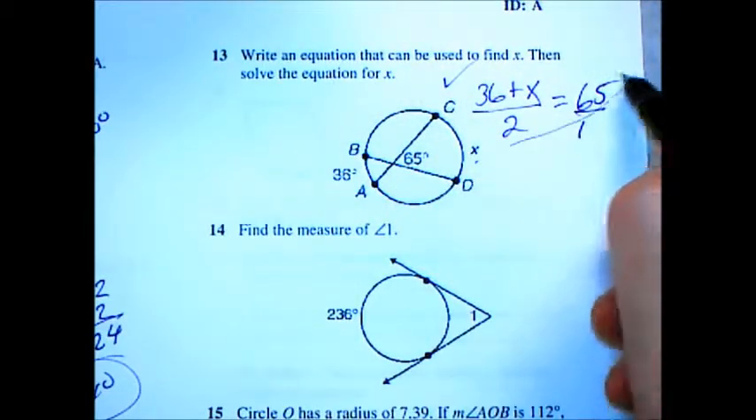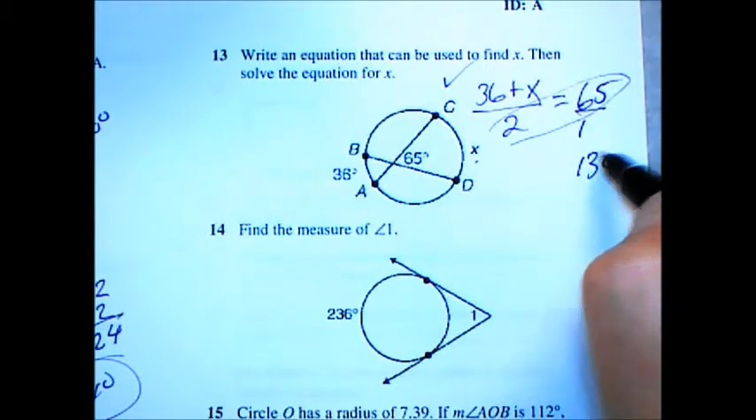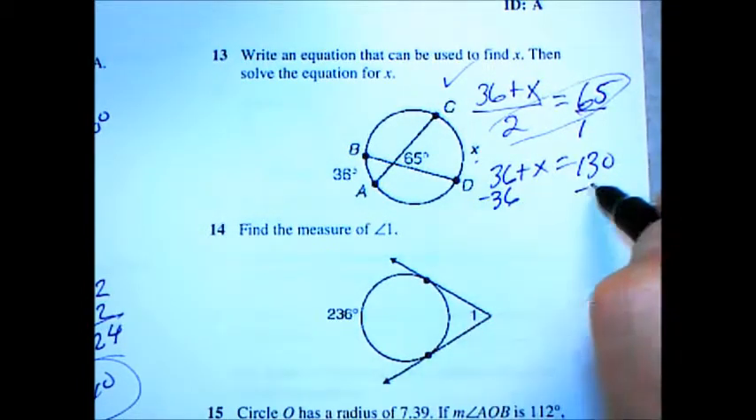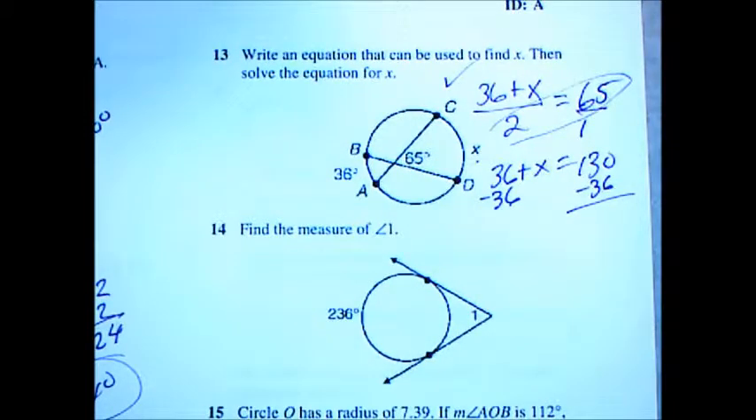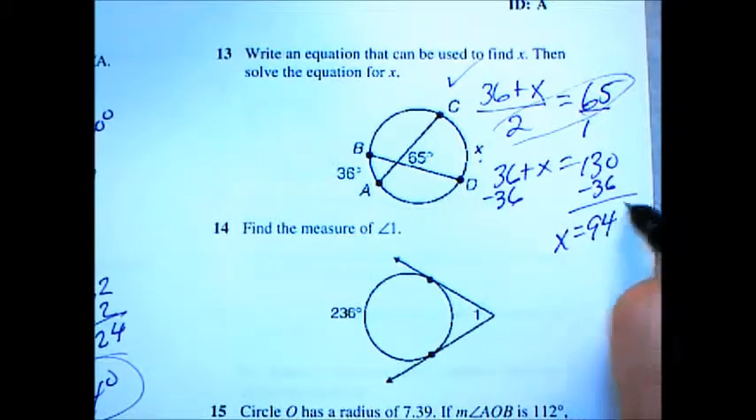I'm going to put that over 1, cross multiplying. It gives me 130 is equal to 36 plus x. I'm going to subtract 36. That gives me x is equal to 94, and that would be my answer.